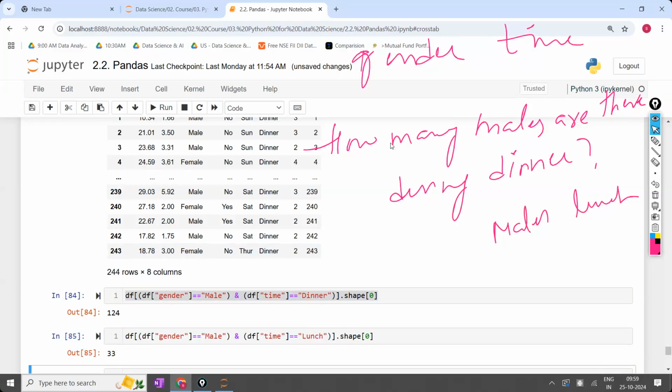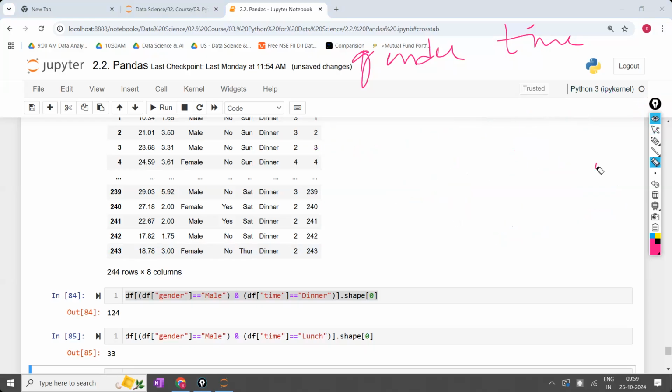Question 1. Question 2. What does question 1 mean? How many records are there with males along with the dinner? Male and dinner, right? Now, along with this, I asked the second question. How many males are there with the lunch? For the 2 questions, you have given the answer. Now, question number 3.